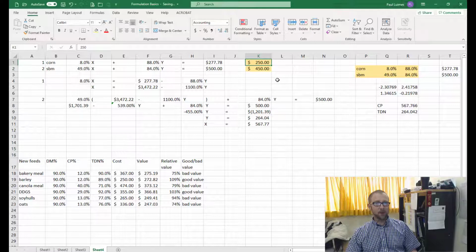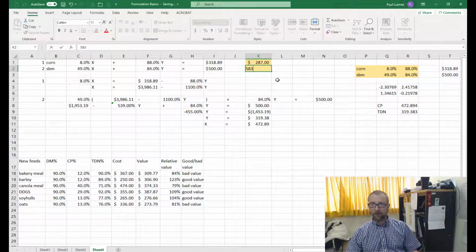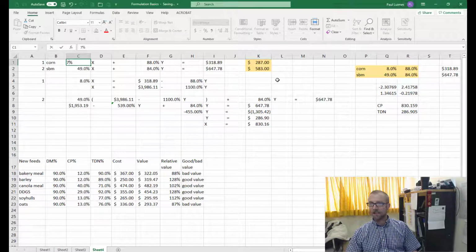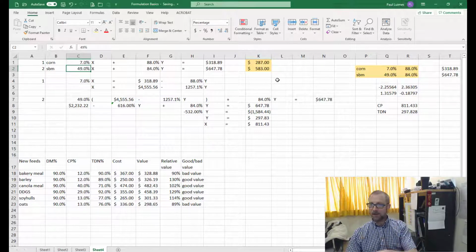Okay, so you can just go in here and change those numbers based on whatever values you have out there. If you have slightly different numbers, if you test your corn and it comes out to 7%, you can just change that number to 7%. All the calculations going down from there will automatically happen for you, and you can have a very quick idea of what that relative value of the feed is compared to the cost.